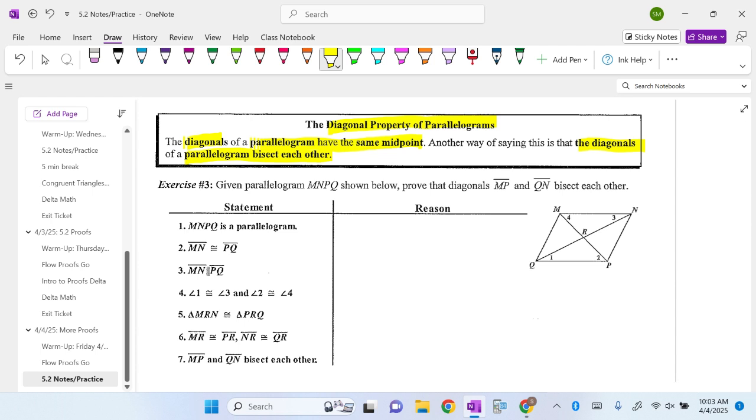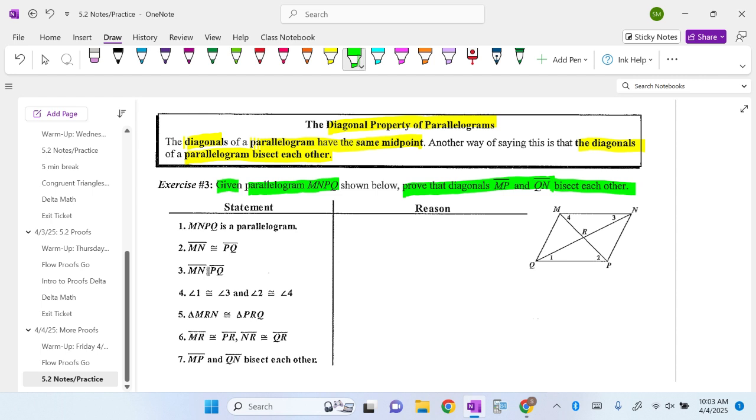So they gave us a proof here where all we've got to do is figure out the reasons. They already gave us all the statements. We're just figuring out the reasons, so this shouldn't be too bad. They said that given a parallelogram MNPQ, we want to prove that MP and QN bisect each other.